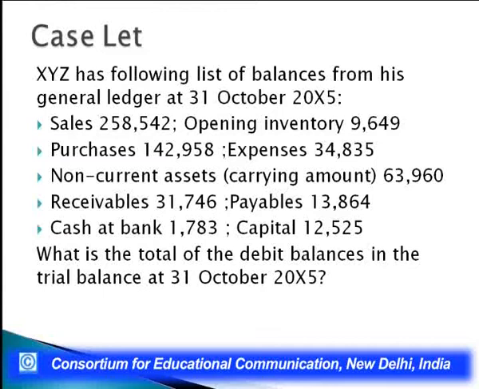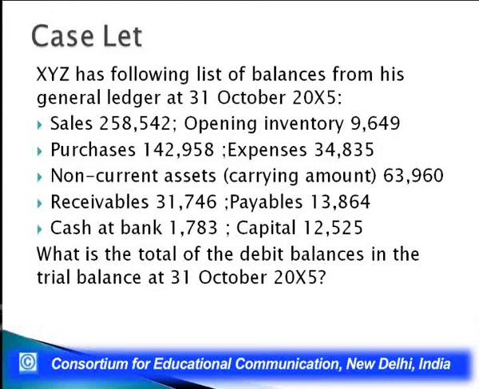63,960, receivables are 31,746. Payables are 13,864, cash at bank is 1,783, capital is given 12,525. So the question is, what is the total of the debit balances in the trial balance at 31st October 2005?